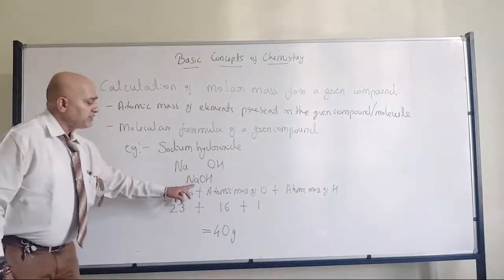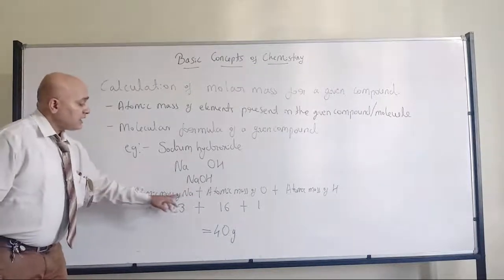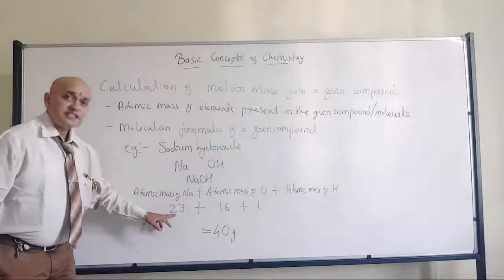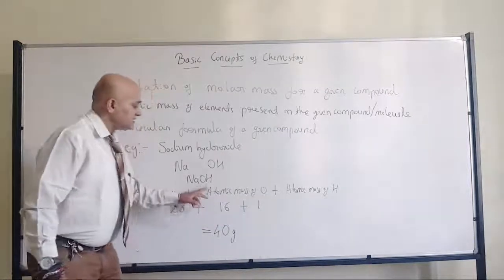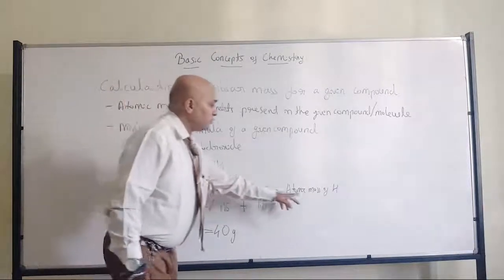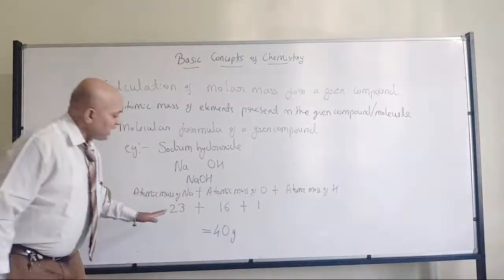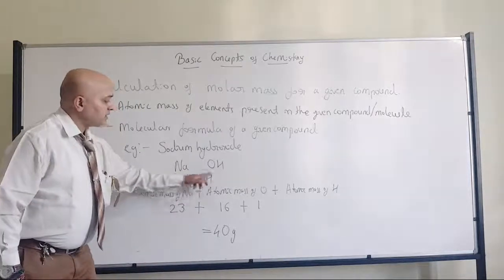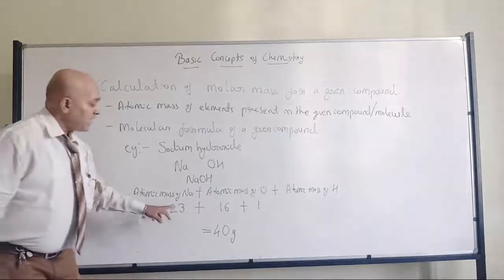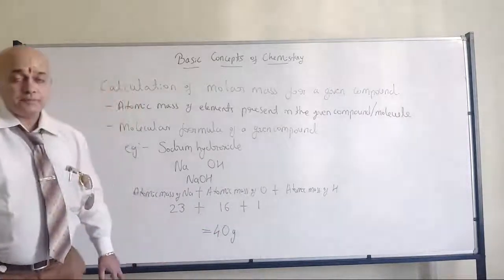Now we know that we have sodium, oxygen and hydrogen. So therefore, atomic mass of sodium, that is 23, plus atomic mass of oxygen, that is 16, plus atomic mass of hydrogen, that is 1. I have to add all these things because they are present in this particular compound. So if I add all these values, I am going to get the 40 gram.